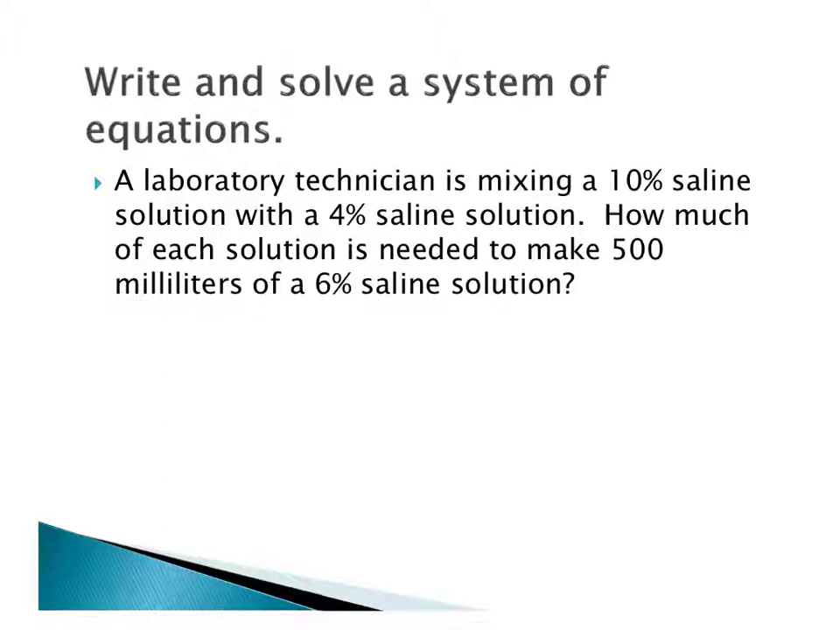So what we're going to do is give our variables to the 10% and the 4%. Why don't we call the 10% x and the 4% y? So if I have x amount of 10%, let's just say 200 milliliters of 10%, then I would need 300 milliliters of the 4% in order to get to my 500 milliliters of the entire solution. So I'm going to have x plus y equals 500, because I need x amount of the first one plus y amount of the second one to give me the 500 milliliters.